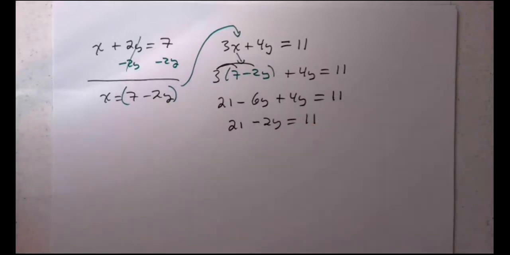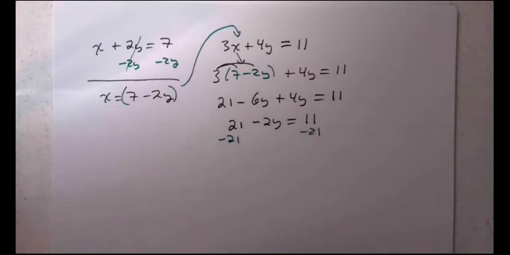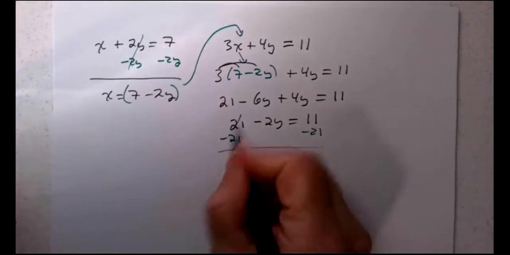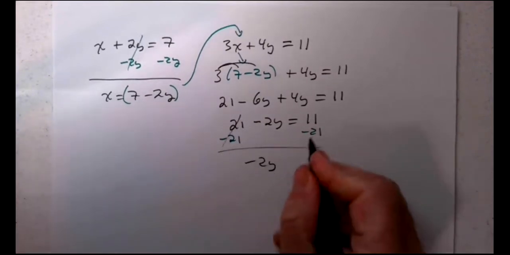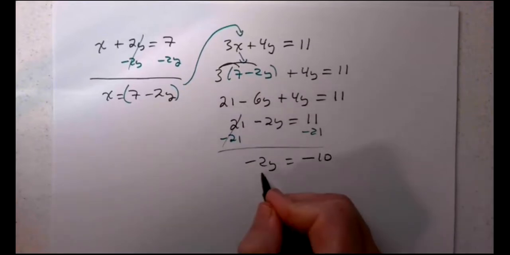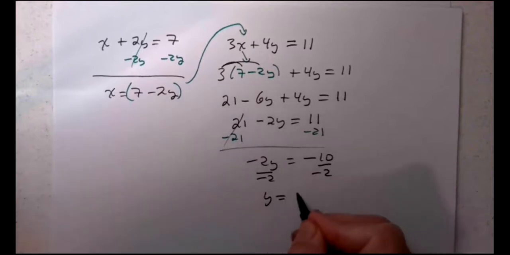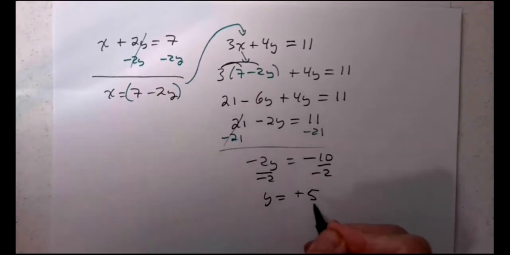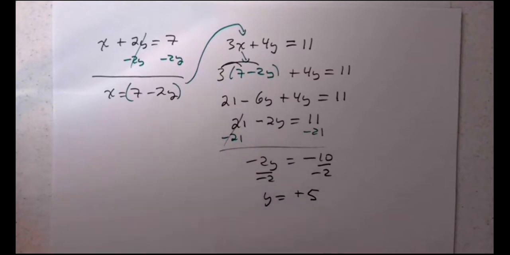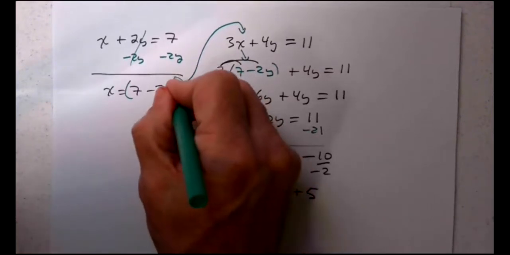Let's subtract 21 from both sides. And we get negative 2y. This subtracts out. Negative 2y is equal to negative 10. Then we're going to divide by negative 2. And we get y is, negative divided by a negative is positive, 5. And what's nice about setting it up this way is now I can go back to the first equation and plug in 5 for y.